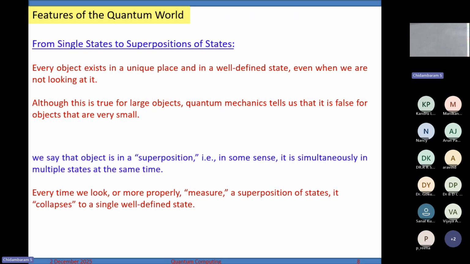But what is the interesting aspect of it? The moment you observe it, it will come to a state, which we call collapsing to one particular state, and we call it a measurement. So when you don't measure it, when you don't observe it, it will be in multiple states. But the moment you observe it, it will come under one particular state.